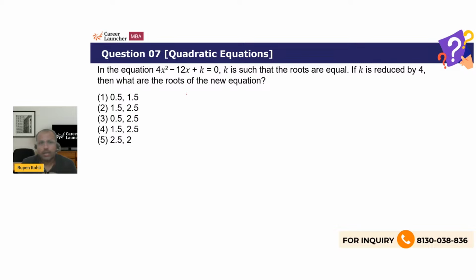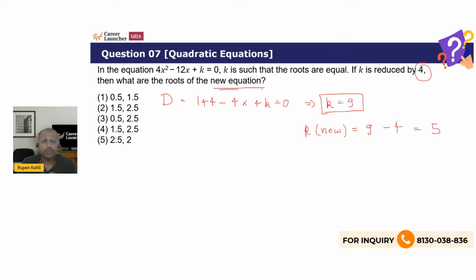Let's check. So in this equation, as the roots are equal, it means discriminant D is 0. D is b square minus 4ac. For this quadratic, b is minus 12. So minus 12 whole square, which is 144, minus 4ac. A is 4. 4 into 4 into k should be 0. 16k therefore is 144, or k is coming to be therefore 9. Now k is reduced by 4. So we are changing the value of k. So the new value of k is the original value 9, but we reduce it by 4, so we get 5.